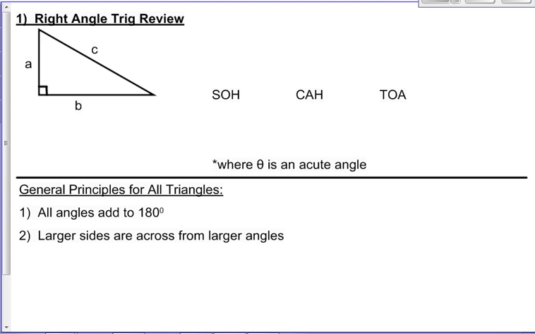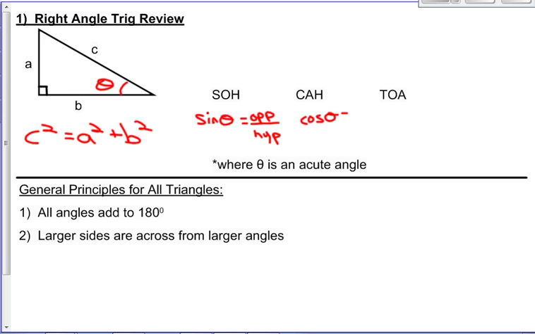Here we go! Right-angled trig review. The things that you need to know are Pythagorean theorem, which we all know by now: c squared equals a squared plus b squared. And SOHCAHTOA. So the idea that the sine of some acute angle is the opposite over hypotenuse, that the cosine of some angle is the adjacent over hypotenuse, and that the tangent of some acute angle is the opposite over adjacent. These are all only good for right-angled triangles.